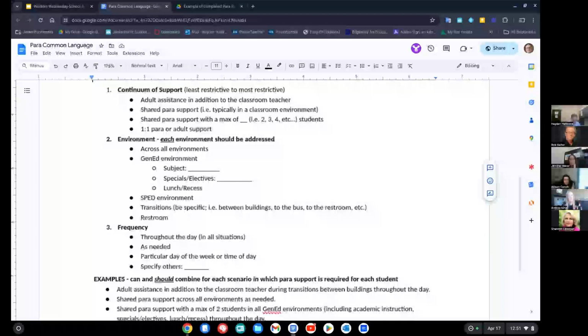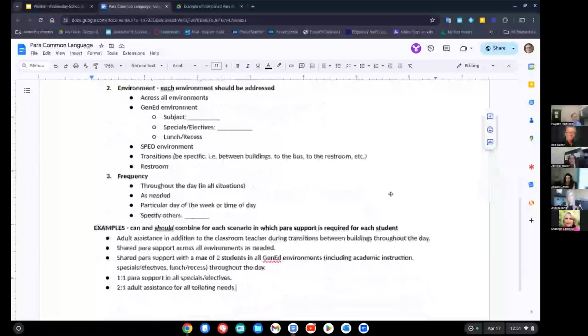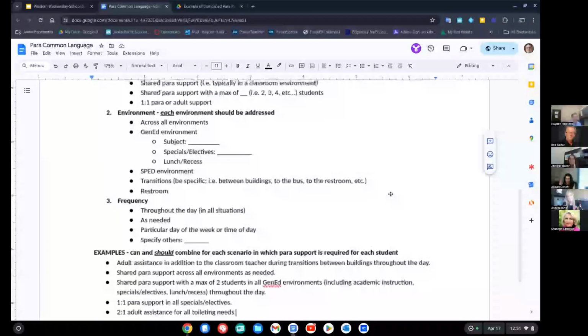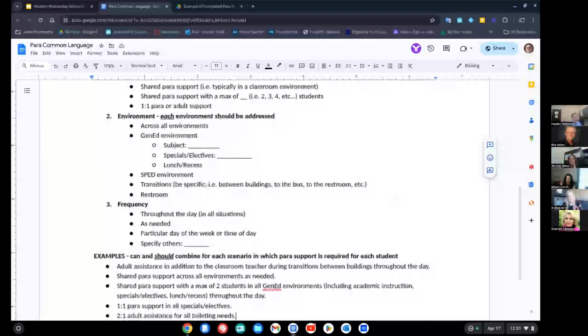And you guys are using the 1 to 2, like 1 para to 2 students, right? So you're meaning that a student is okay to have this adult that's also supporting another student, because one-to-one is so restrictive. They have to just be glued to that student's shoulder. So that makes sense that they might need that level in certain situations, but for a lot of students, it may not be across the whole day.